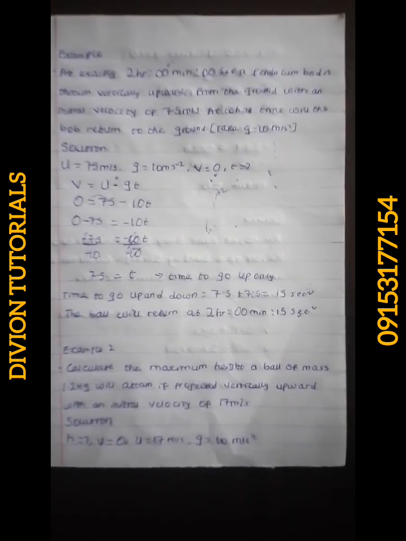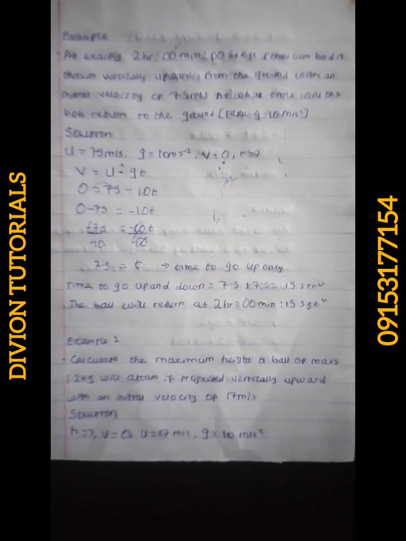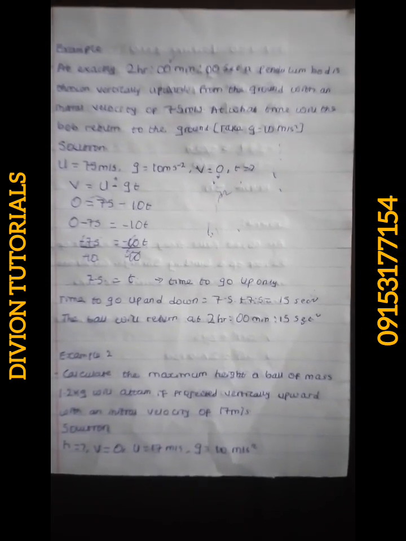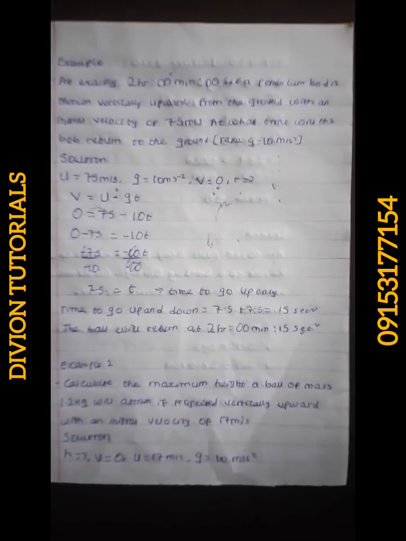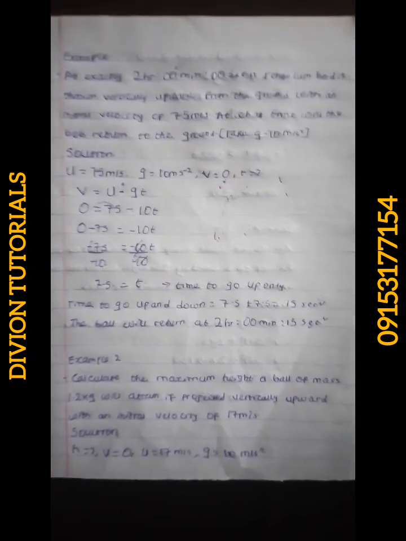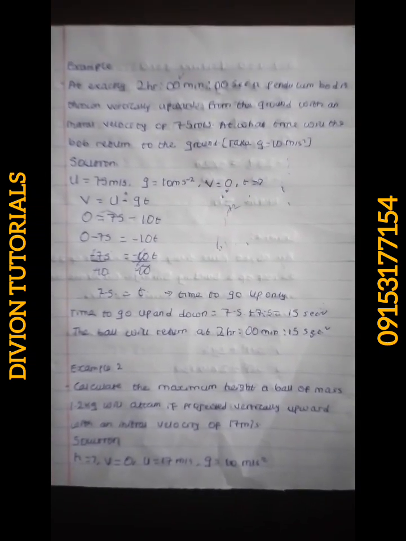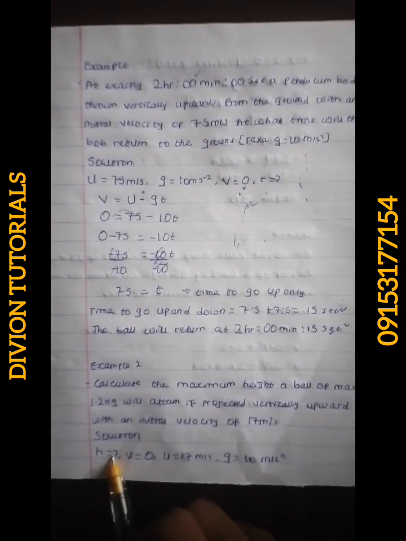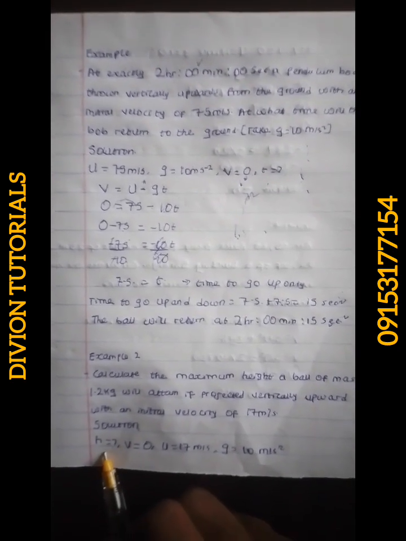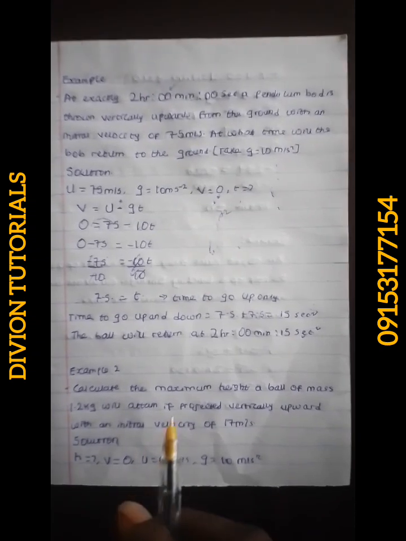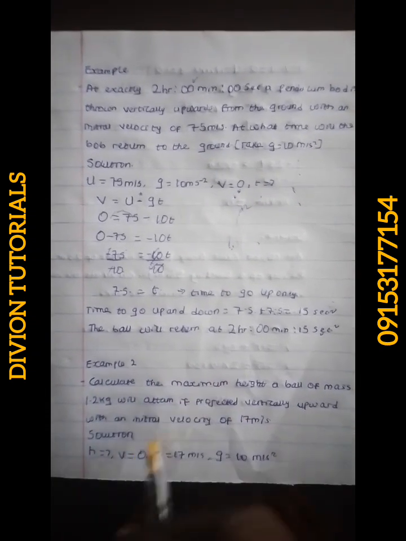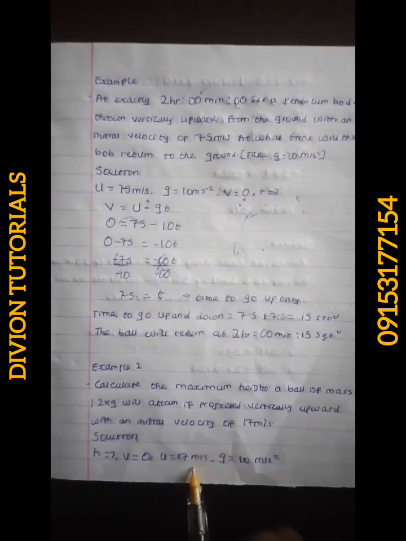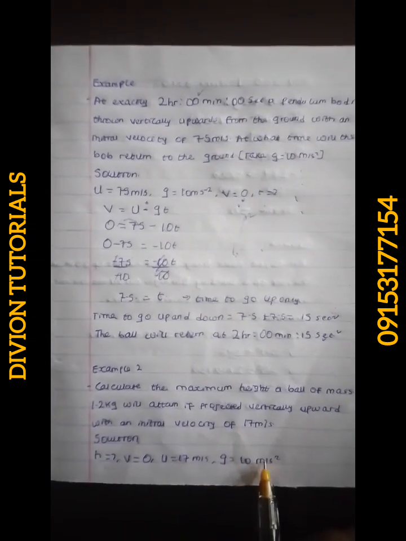They say calculate the maximum height. You are looking for height. A ball of mass 1.2 kg is projected vertically upward with an initial velocity of 70 meters per second. So what did they give you in the question? They ask you to find maximum height. Then take note, I told you that at maximum height, final velocity equals 0, initial velocity equals 70 meters per second, g equals 10 meters per second square.